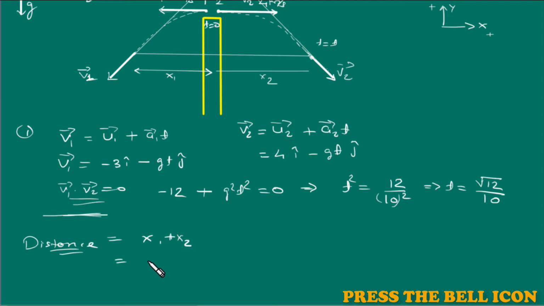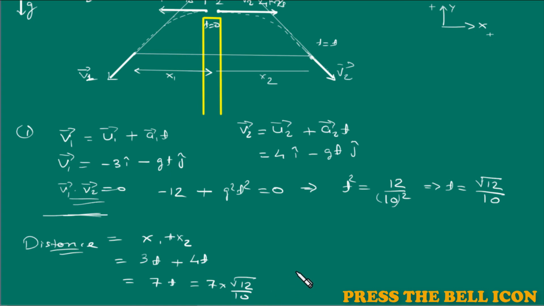Now x1 is the horizontal displacement, and horizontal displacement will be due to the initial velocity, as there is no acceleration in horizontal direction. So x1 will be 3 into t, and x2 will be 4 into t. So that is 7 into t, and I will write 7 into root of 12 by 10. If you solve this, you will get the answer.